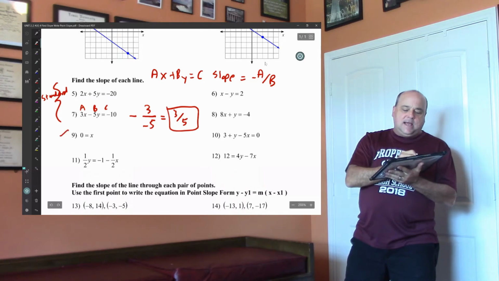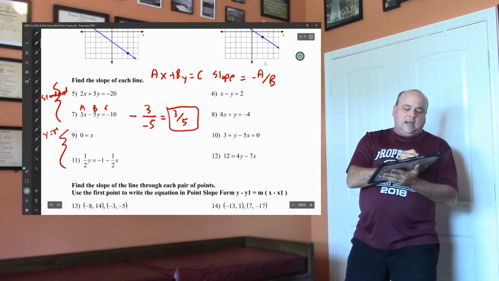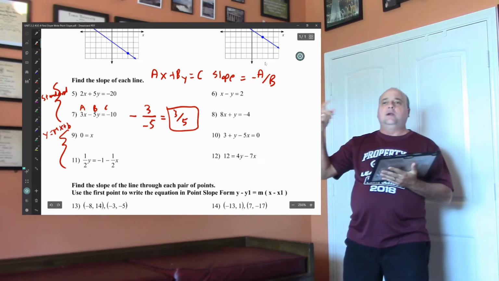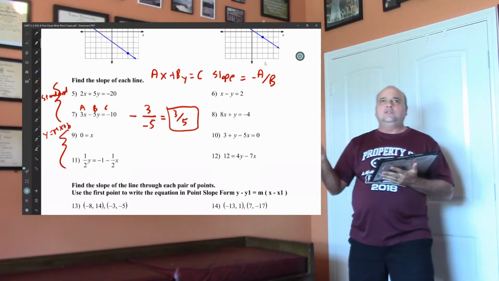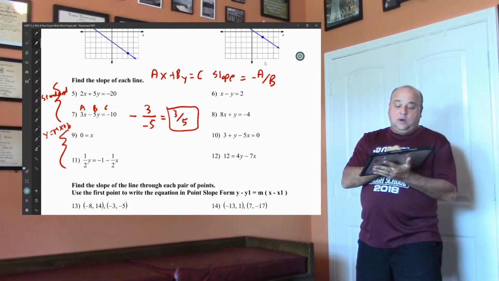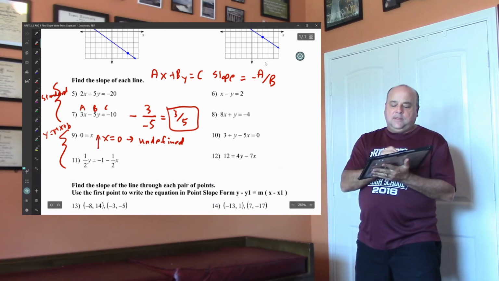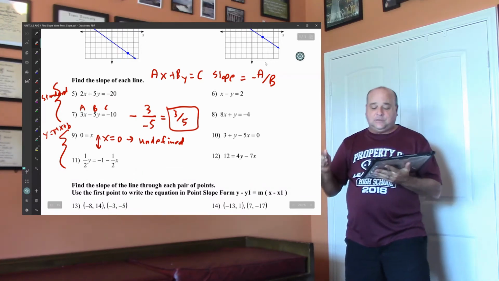Now then, on 9 to 12, you want to make them y equal mx plus b. So you want to solve for y. You want to solve for y, then your slope will be in front of your x. So on number 9, an x equal line, remember an x equal line has a slope that's undefined, right? Don't forget that. That's a vertical line that would be actually the y-axis, okay?